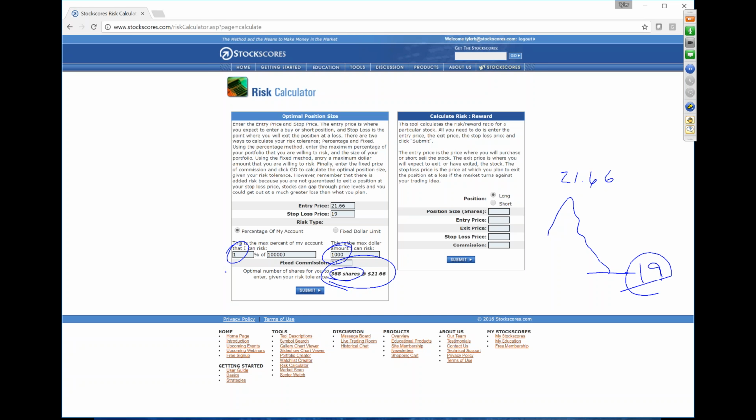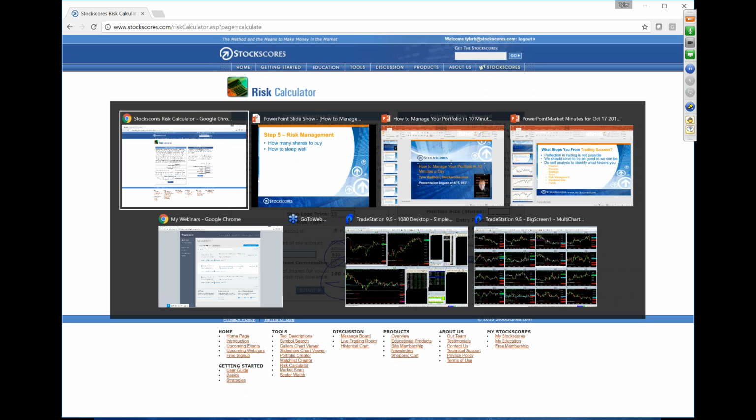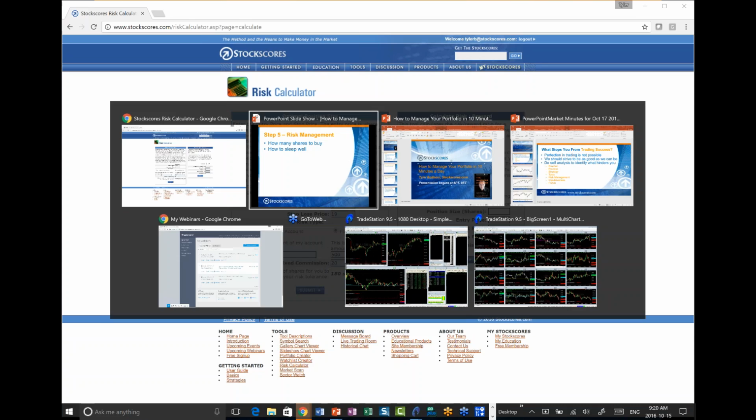Now, another way to do it is instead of doing a percentage of your portfolio, just pick a fixed dollar limit. You may say, I don't want to lose more than $500 on any one trade. No problem. It now tells me I can afford to buy 180 shares using a $500 risk tolerance. All right, so that's how the risk calculator comes into the equation.